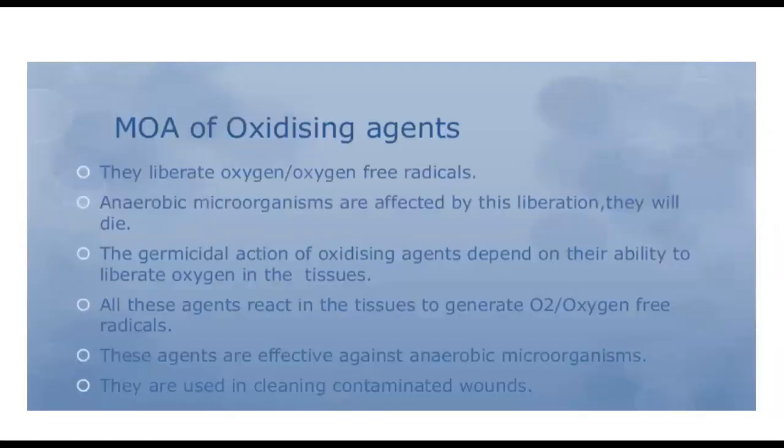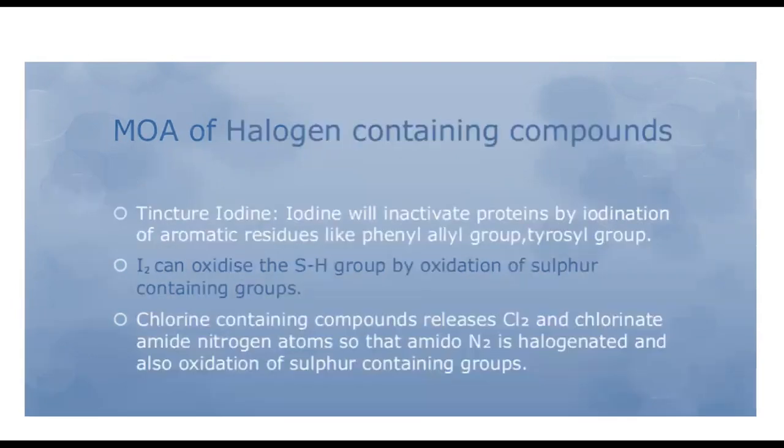Mechanism of action of oxidizing agents. So oxidizing agents are going to liberate oxygen, free radicals. Anaerobic microorganisms are affected by these liberations and they will die. The germicidal action of oxidizing agents depends on their ability to liberate oxygen in the tissues. All these agents react in the tissue to generate oxygen free radicals, and these agents are effective against anaerobic microorganisms. They are used in cleaning contaminated foods.